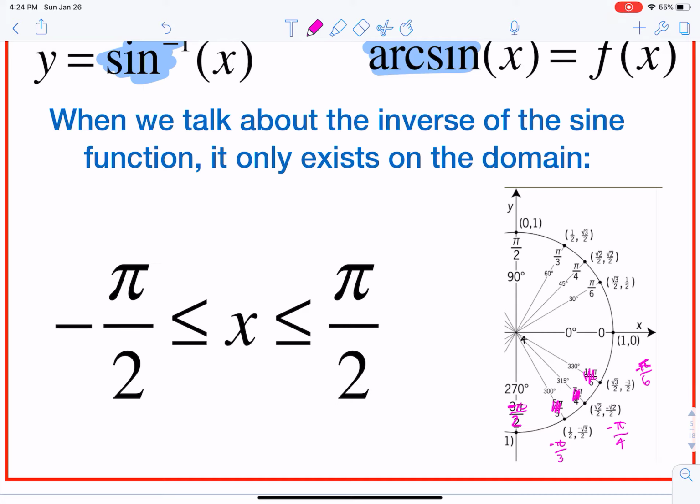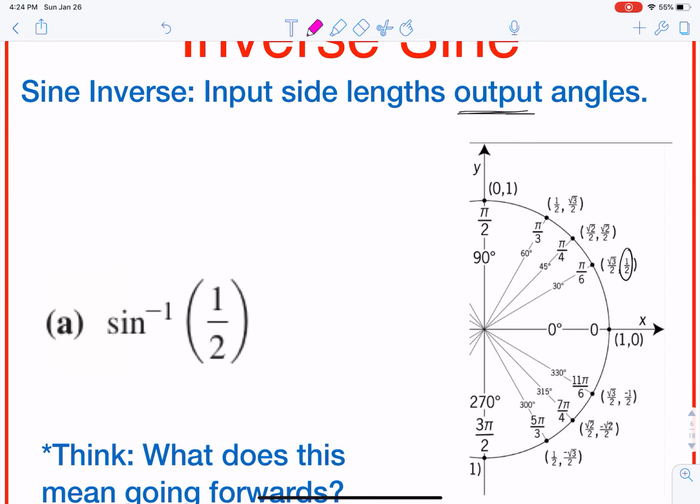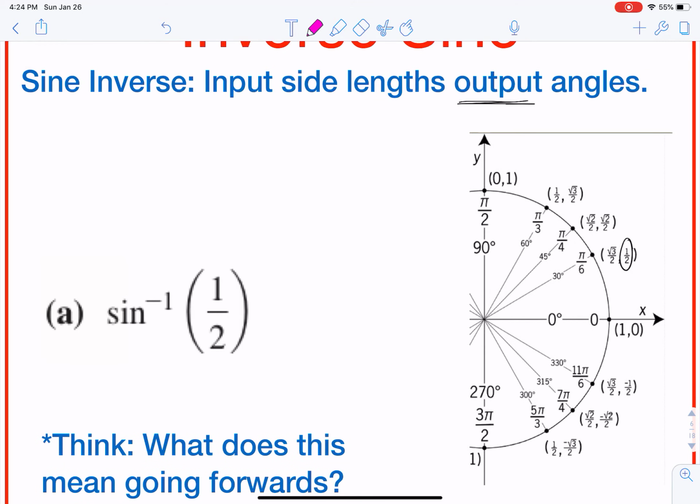So this is the domain of my regular sine function, but these angles here will be the range or the outputs of where my sine inverse or my arc sine function exists. So let's work through some of these problems together. So sine inverse inputs side lengths and outputs angles. So this is talking about a side length, and my answer will be some kind of angle.